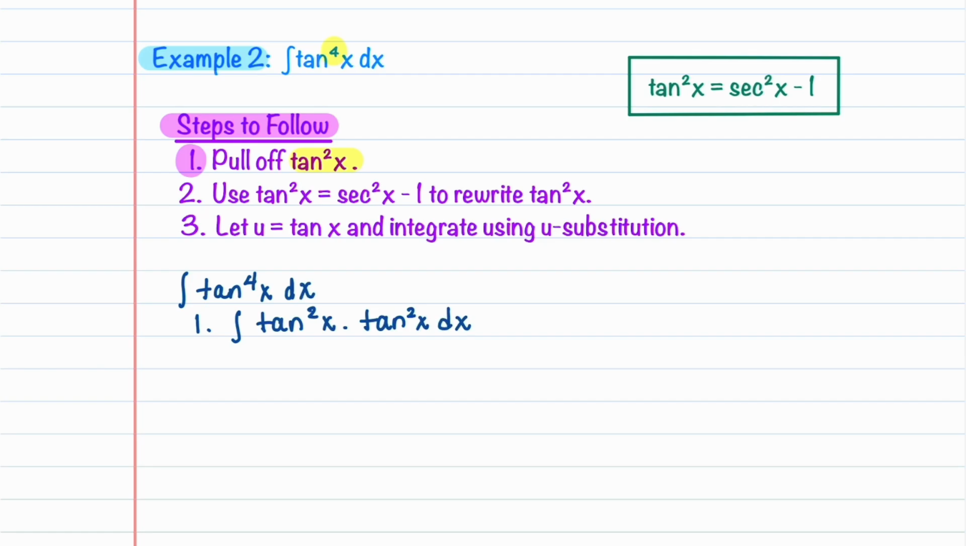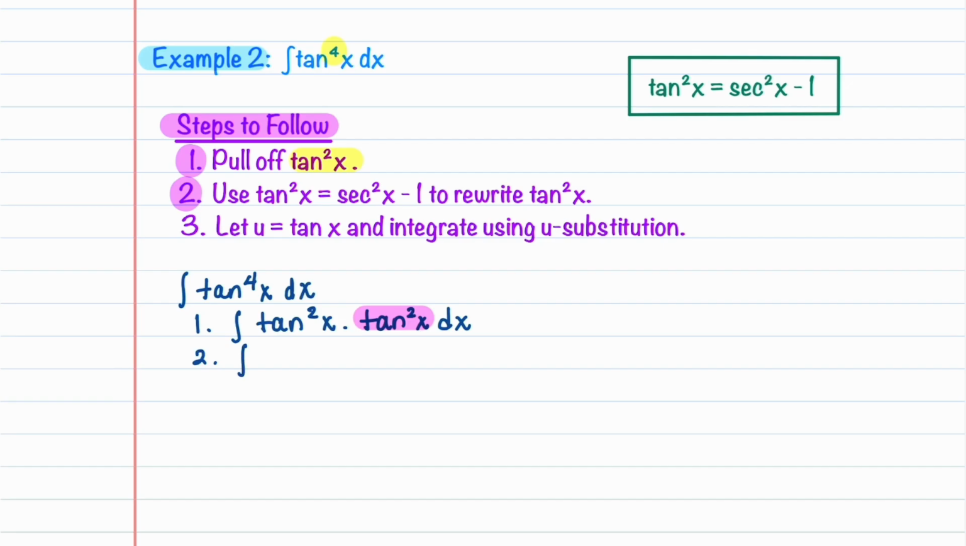Now let's talk about why we're doing this. The reason that we're doing this is that we can take this tangent squared x that we just pulled off and rewrite it in terms of secant squared, and the derivative of tangent is secant squared. That's explained up here in step 2. We're going to use tangent squared is equal to secant squared x minus 1 to rewrite our tangent squared that's highlighted down here in pink. Let's do that.